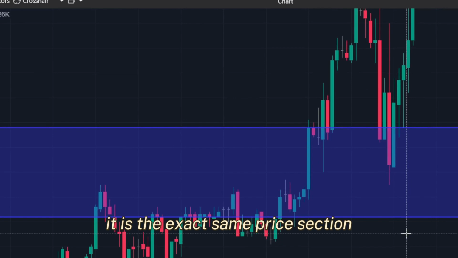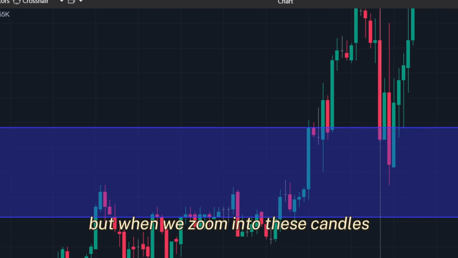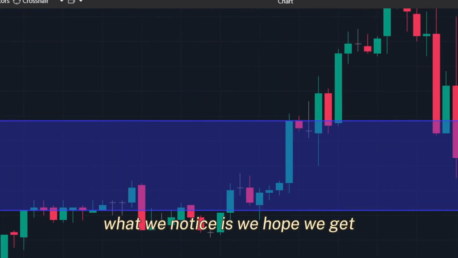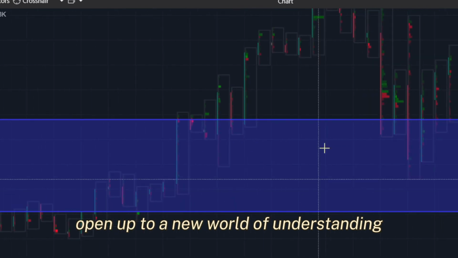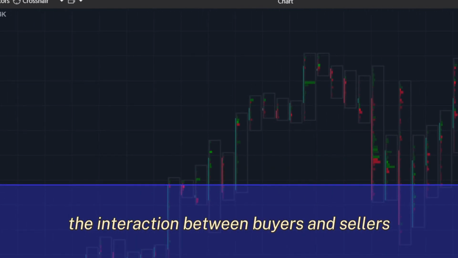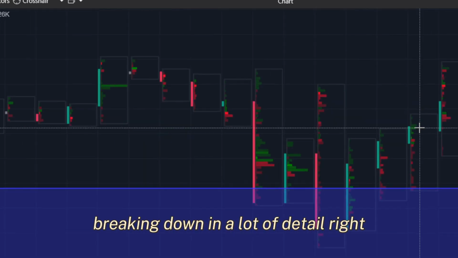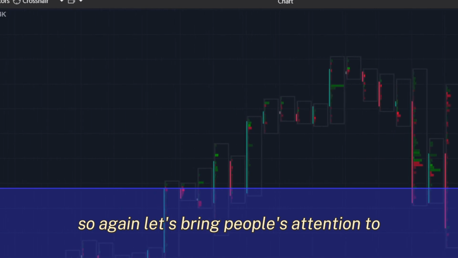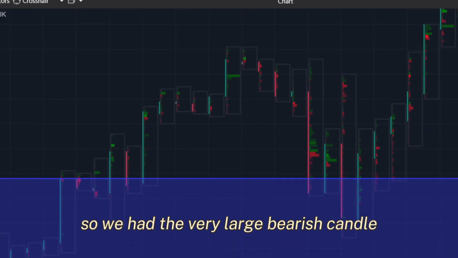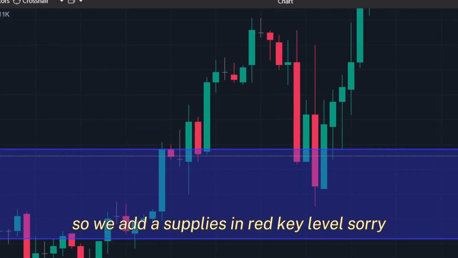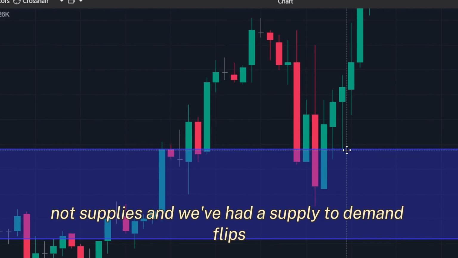It is the exact same price action, but when we zoom into these candles, we get opened up to a new world of understanding the interaction between buyers and sellers. This is exactly what we're going to be breaking down in a lot of detail. So let's bring people's attention to the very large bearish candle. We're at a key level, we've had a supply to demand flip zone.